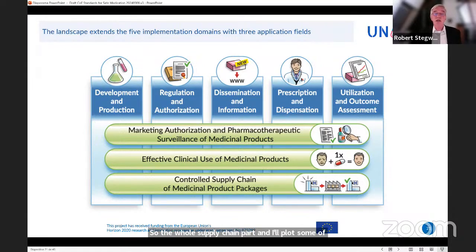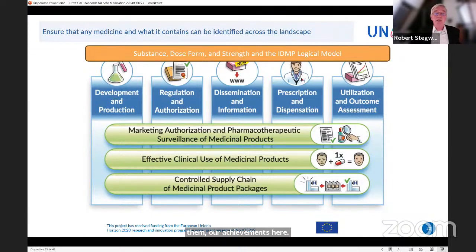First, in the next slide, we see that we did things at the overarching level. So we really looked at substance, dose form, and strength, and had some intense discussions on what needed to be done there. How do you calculate strength? What dose forms are distinguished? How do we talk about substances? So those three things are the key ingredients of the IDMP standard. So they really needed to be fleshed out.